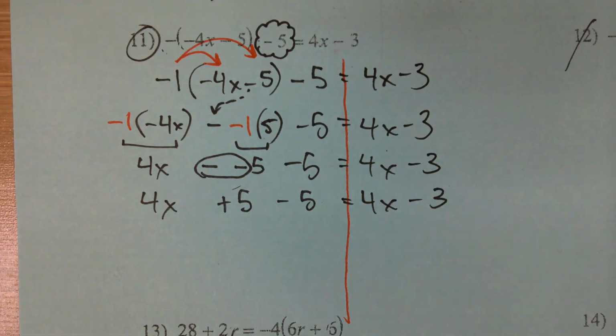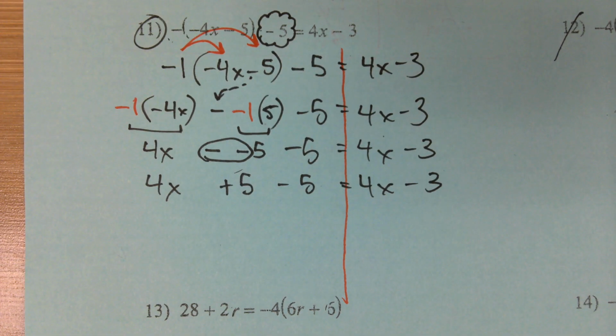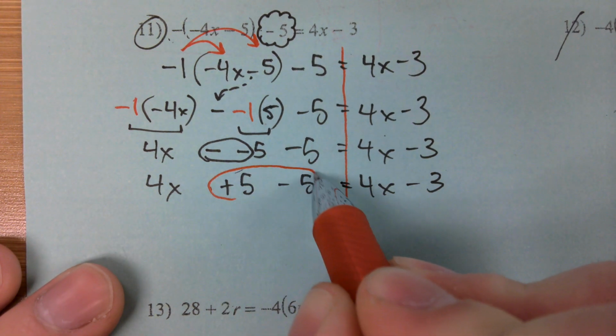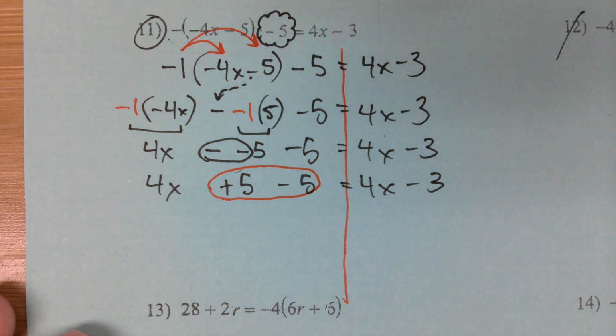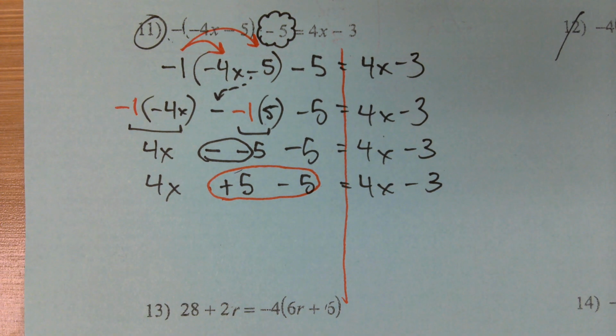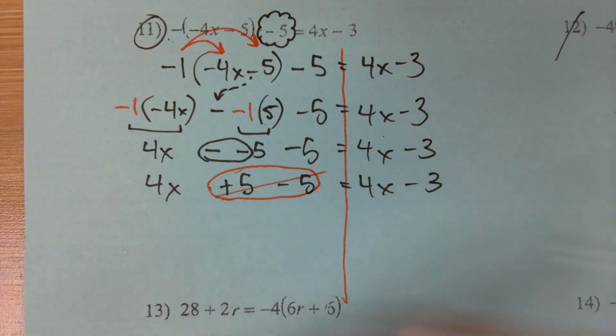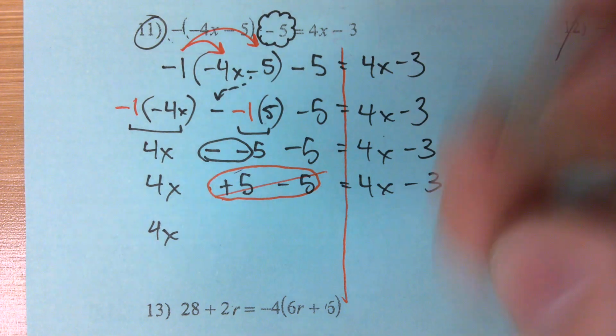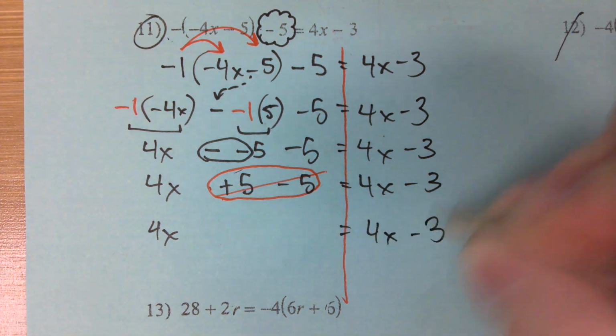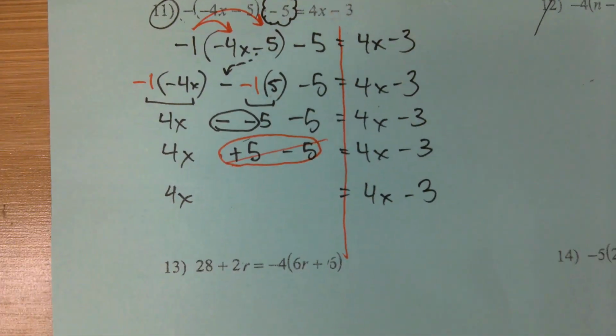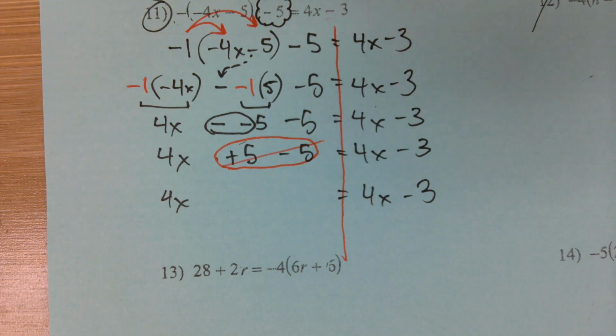Before we do our inverse operations, what do we want to do first? Combine like terms. What are our like terms? Positive 5 and negative 5. That's right. We're going to group up positive 5 and negative 5. What do those make when we combine them? 0, right? So we can actually just cross those out. 5 minus 5 is 0. So we have 4x equals 4x minus 3. Give me a thumbs up if you're still with me so far on this problem. Okay, good.